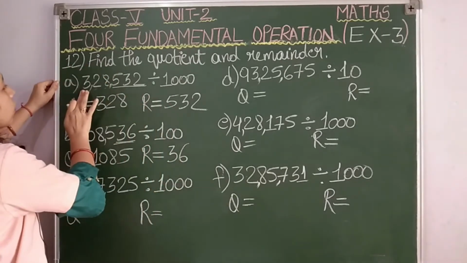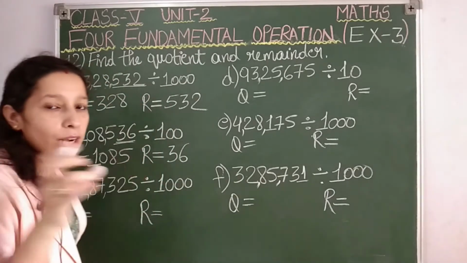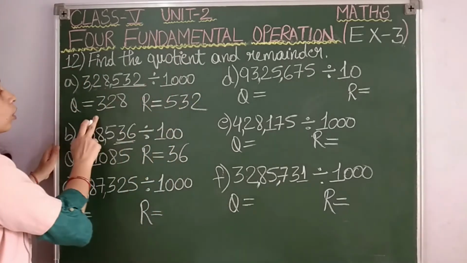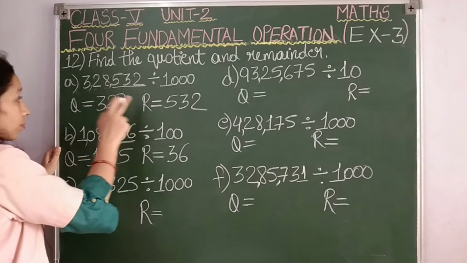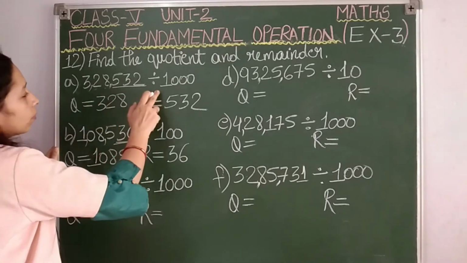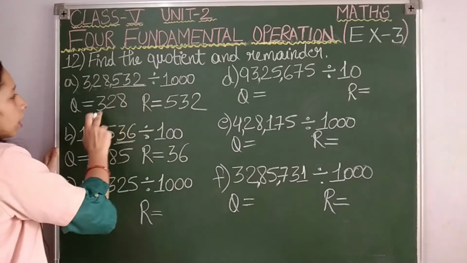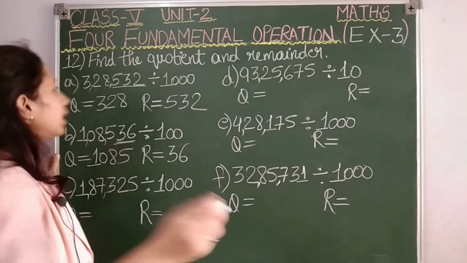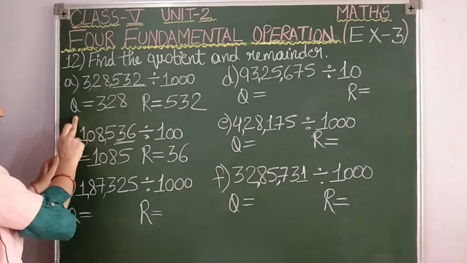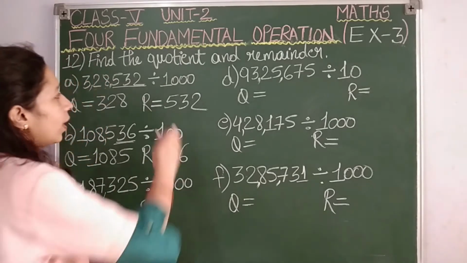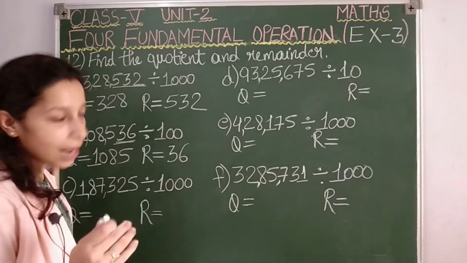But see, 3,28,000 is exactly divisible by 1000. So by that also we came to know that when we divide this given number with 1000, 328 into 1000, you will get 3,28,000. That means 328 will be your quotient, and the rest of the digits will be your remainder. Again I am explaining you students.